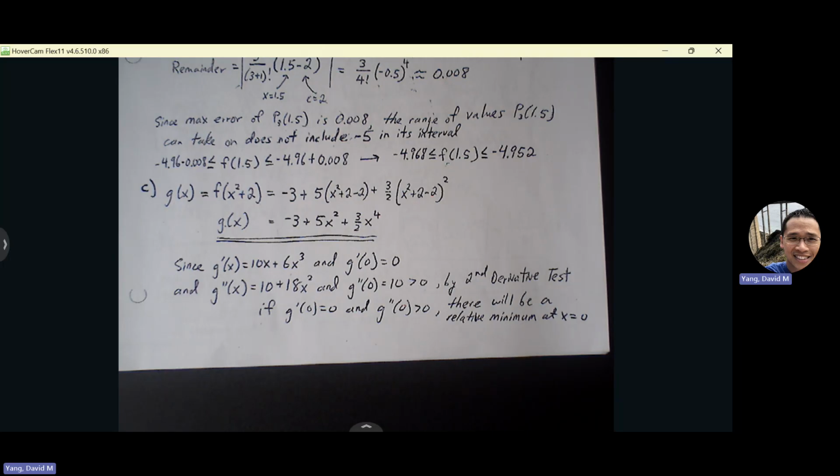So the fact that we have a 0 slope and concave up, these two characteristics paired up at the same point indicates we must be looking at a relative minimum.